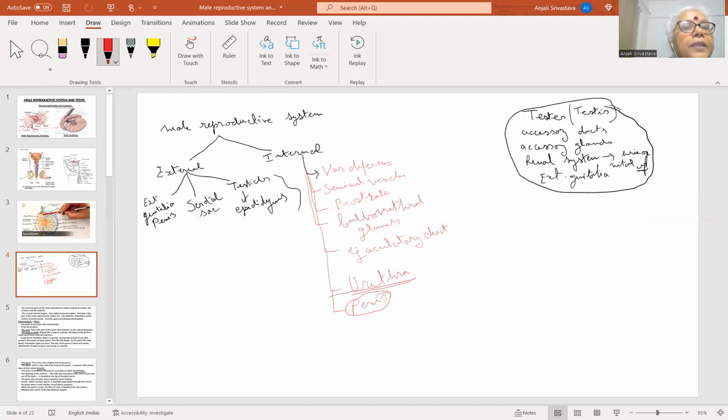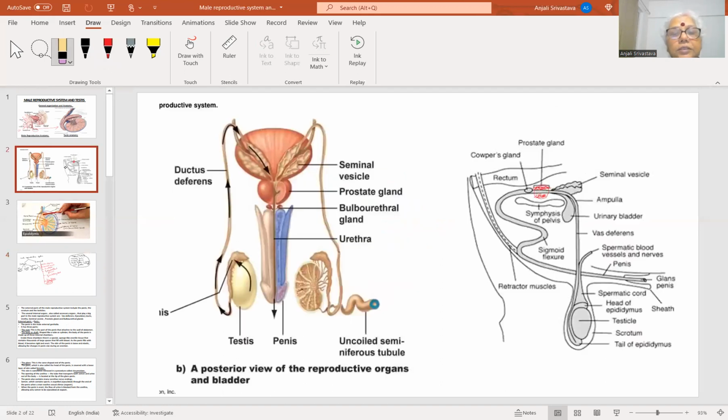Now let us see their position in the body. This is the condition of the male reproductive organs situated in the body. So let us see the external and internal parts together here. We can see both ways, in the form of external and internal parts: the testis, then accessory ducts, then accessory glands, and then external genitalia. So you can make your notes in whichever way you are comfortable.